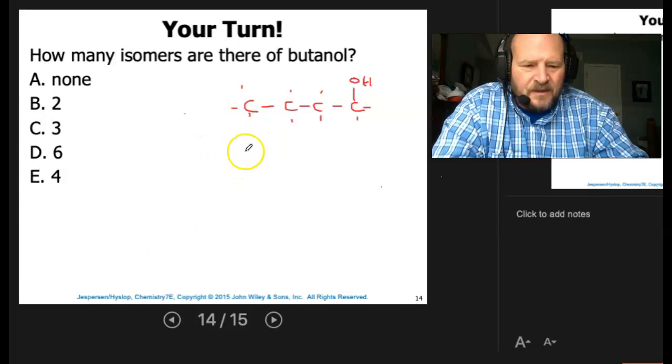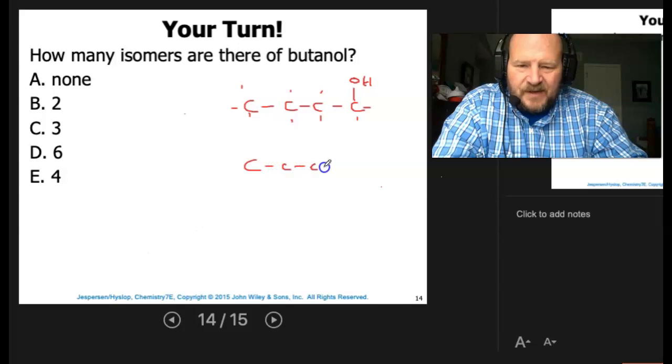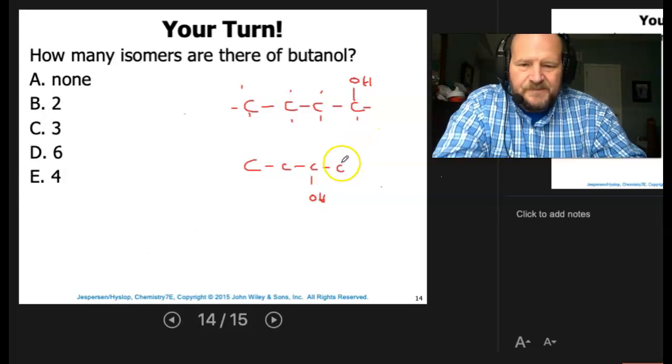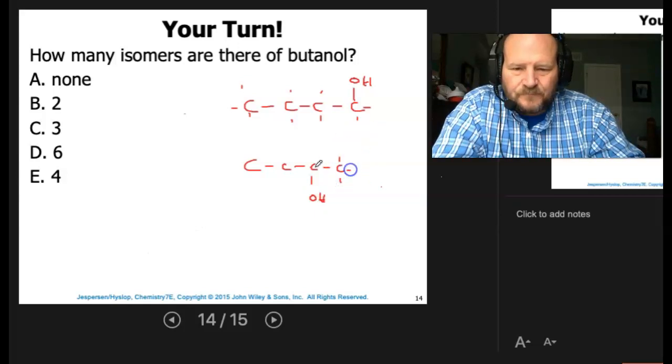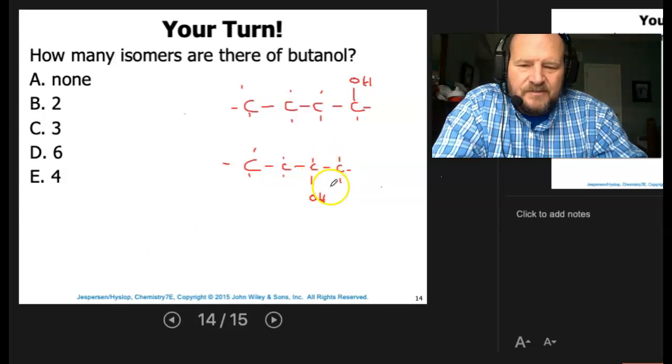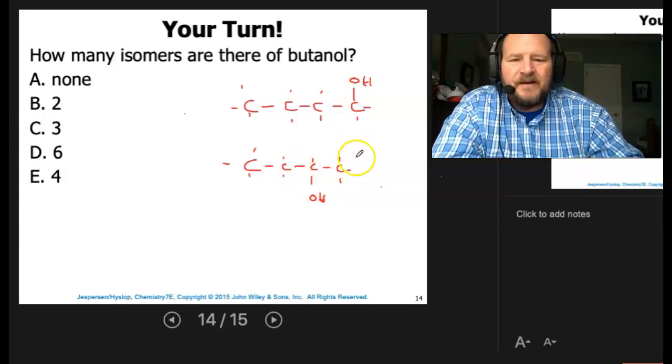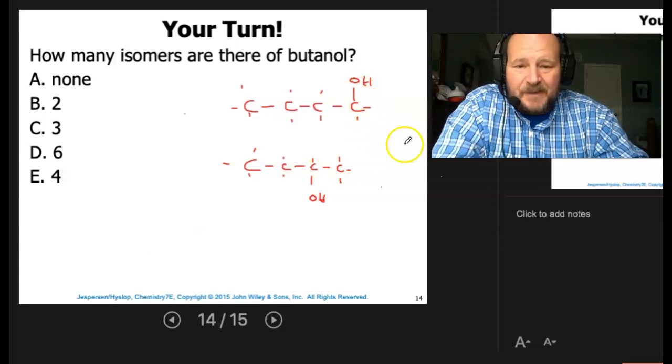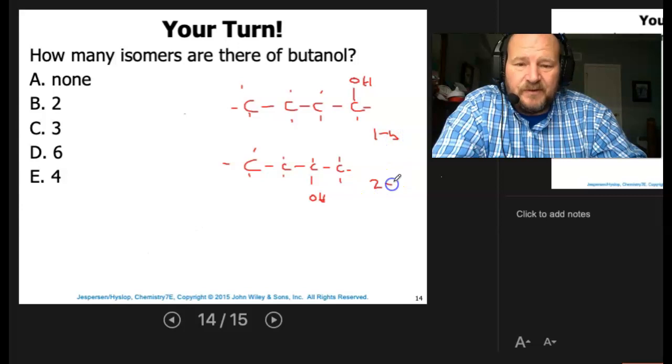A second one would be just moving that OH group around. So now I'm going to put that OH group on this one. And at this point, we would have the same number of hydrogens, but the oxygen is on a different carbon. That makes them isomers, structural isomers. You can usually tell by naming. So this would be 1-butanol. This would be 2-butanol.